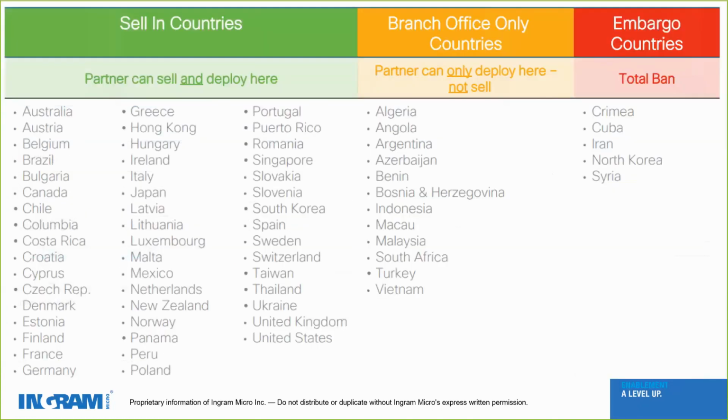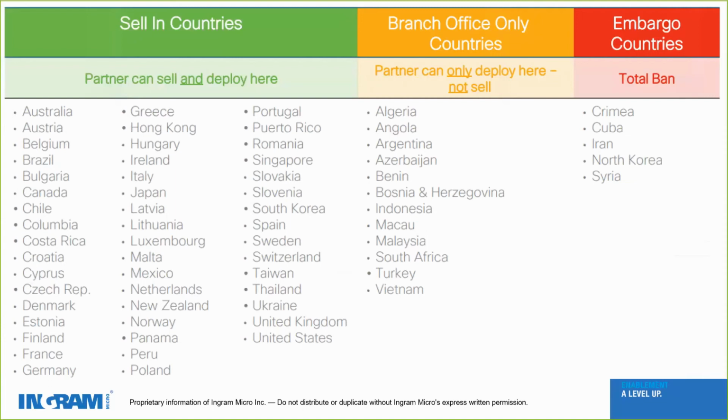As far as where you can sell it, pretty much all those countries in green is where you can actually sell and deploy. The ones in orange here is you can deploy here but not sell it here. And then the embargo countries, again, are the ones where we can't deploy or sell. So if you're a global reseller, good idea to take a snapshot of this image. It's also available at Cisco, so that way you can have this information when needed.